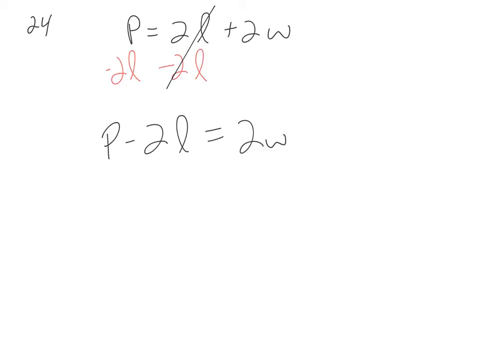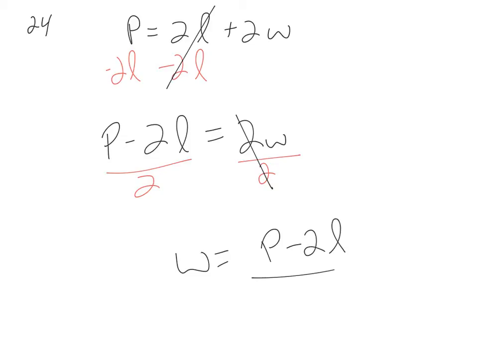And you want to solve just for the single w, so you need to then remove the 2 from the right side. So you're going to divide each side by 2. They cancel there, so you get w equals p minus 2l over 2.